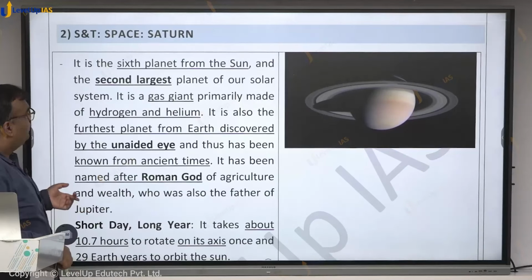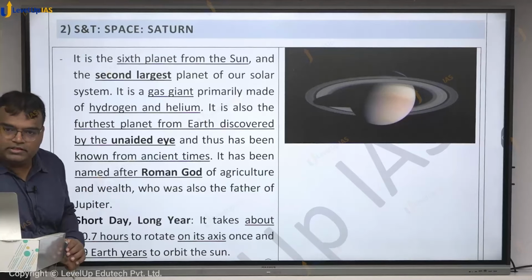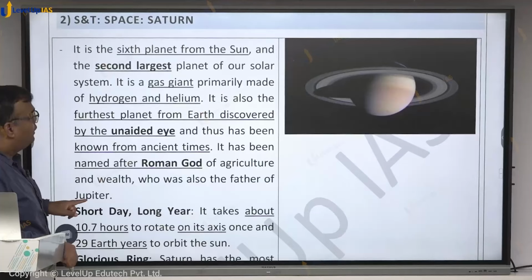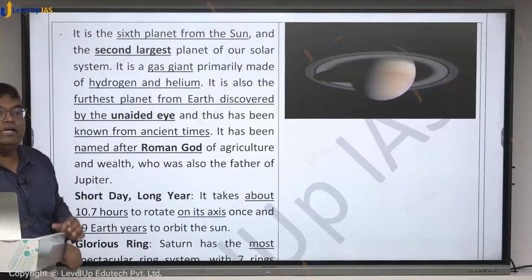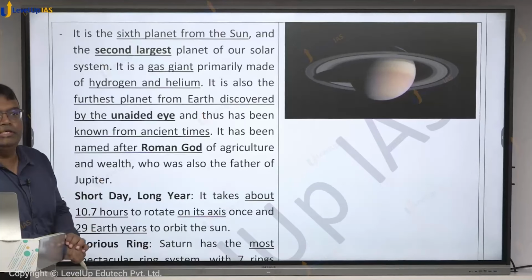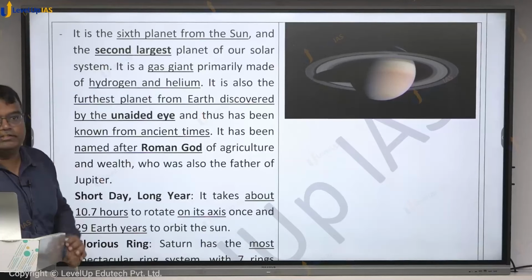Okay, now it's a gas giant. We know that, like initial planets are terrestrial planet. Uske baad we have gas giants, mostly made up of hydrogen and helium. It's also the furthest planet from Earth discovered by unaided eyes. That is, without using telescope or anything, you'll be able to see Saturn. You'll be able to observe Saturn with your eyes.